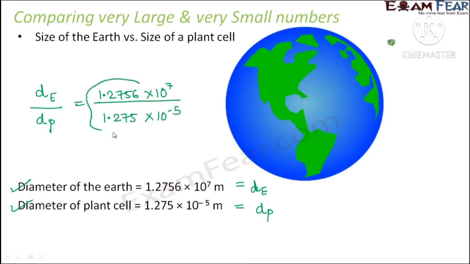If you compare this part, just leave this part aside. So this is approximately equal to 1. So 1 multiplied by 10 to the power 7 by 10 to the power minus 5. So same base, different exponents, division. So your exponents will get subtracted. So this becomes equal to 10 to the power 12. So that means the size of a plant cell is very small compared to the size of the earth, or we can say the size of the earth is 10 to the power 12 times the size of a plant cell.